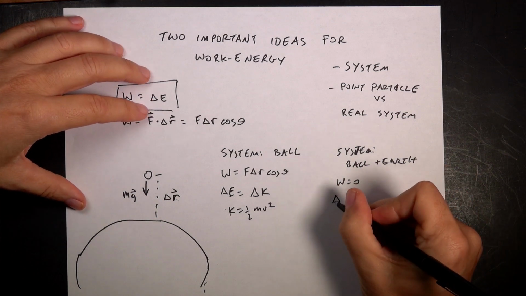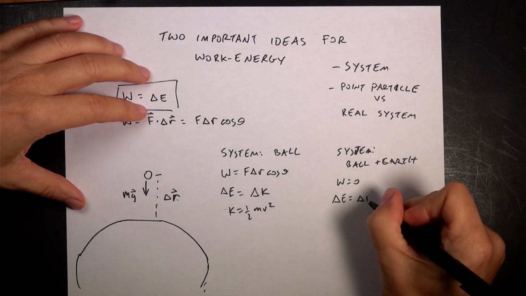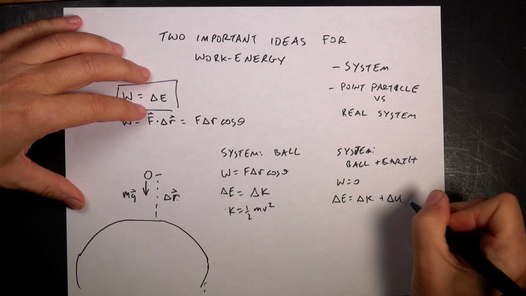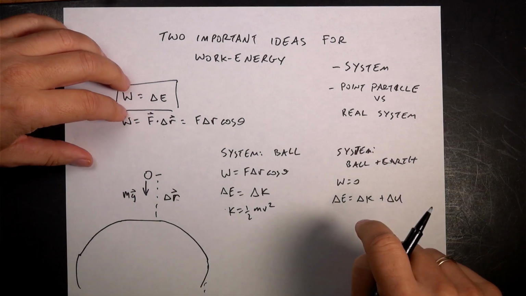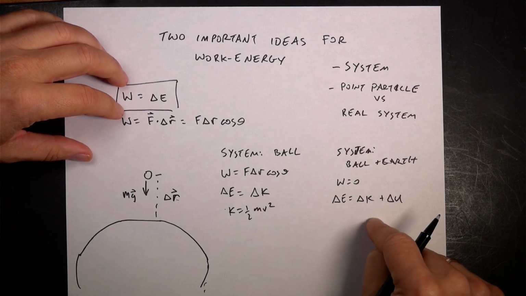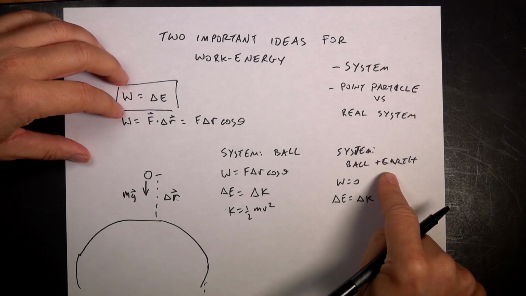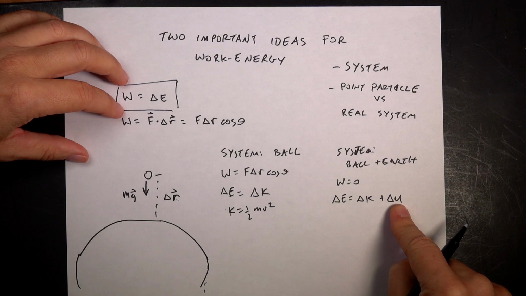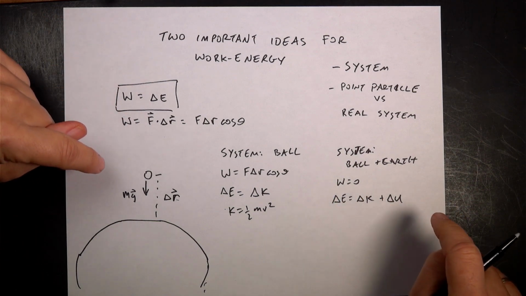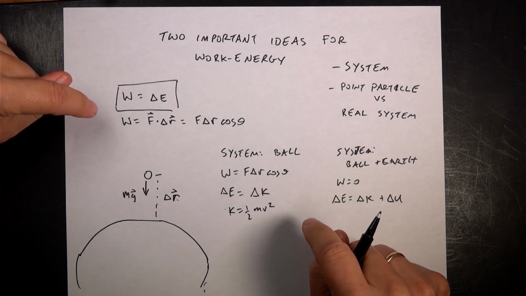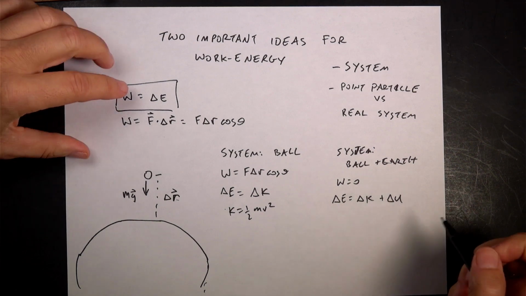So in this case, the change in energy is the change in kinetic energy plus the change in gravitational potential energy. I don't want to derive potentials. I have another video on that. But that's an important point: if I have the ball and the Earth as a system, then I can have this gravitational potential energy, and I do not have work. And that's how we know whether we have gravitational potential energy or work done by gravity.